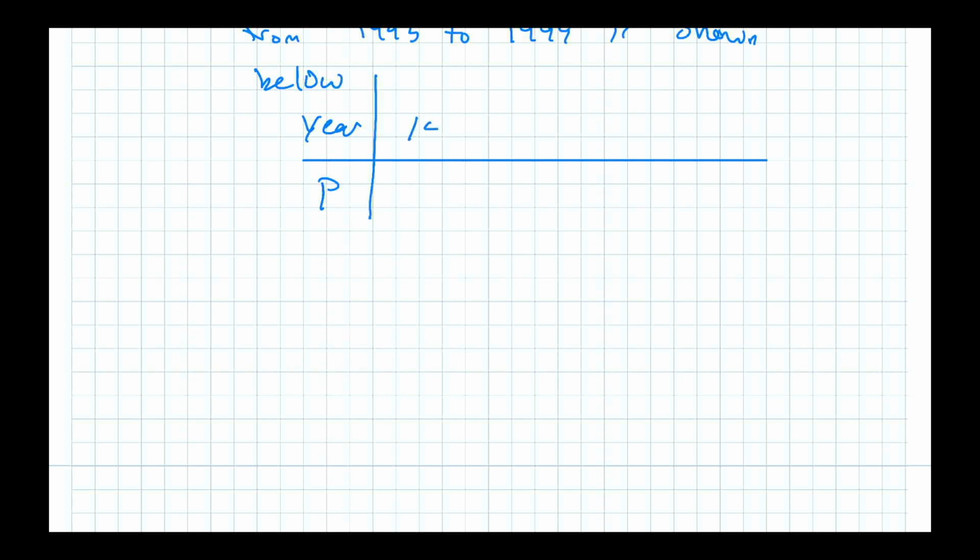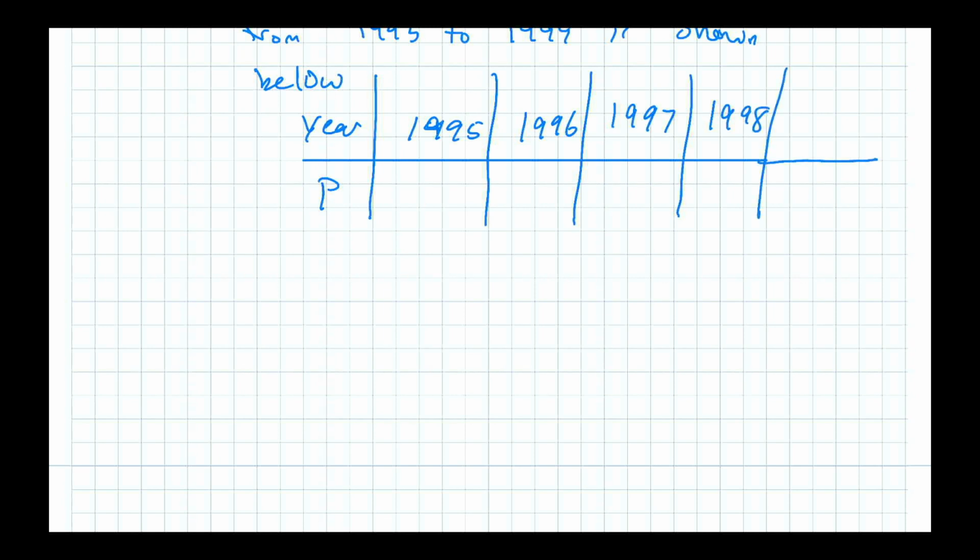So the years was 1995, 1996, 1997, 1998, 1999. Okay, and the population was 5,600, 5,940, 5,972, 5,980, and 6,044. Okay, now what's the question, right?